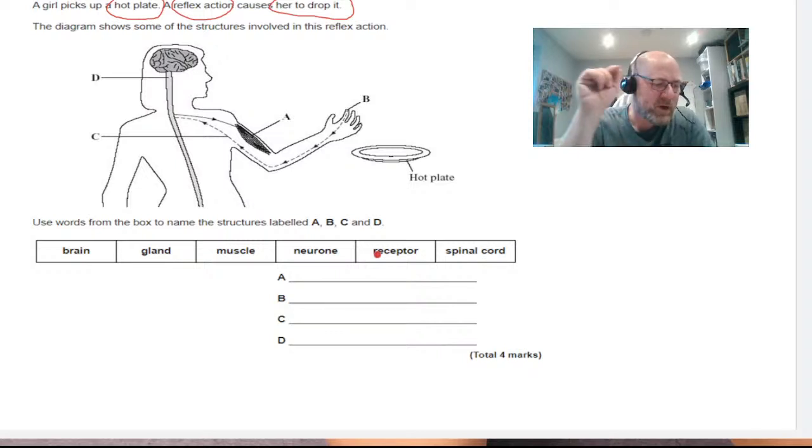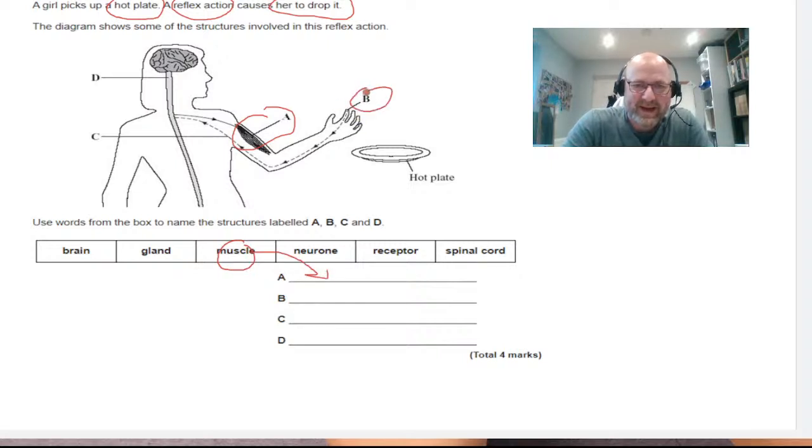Yeah, Claire, you made a comment, never just normal sensory to motor. There are some reflex arcs that are sensory neurons to motor with no relay in between. Yeah, muscle, receptor, sensory neurons, CNS. Let's have a little look. We've got a muscle here, so A is definitely muscle. Then B is a receptor because it's in the fingertips, in the skin. So, receptor is that one there.